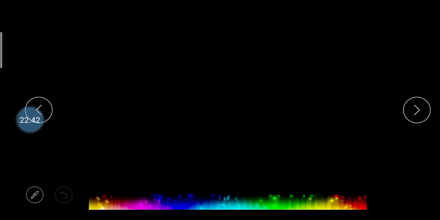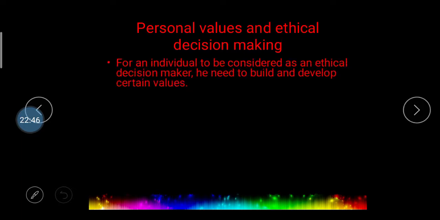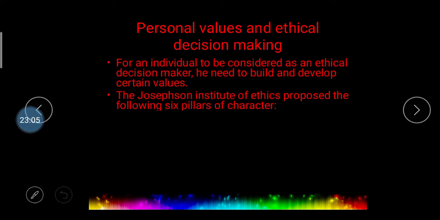The last topic is personal values and ethical decision making. For an individual to be considered an ethical decision maker, he needs to develop certain values. Whenever you are working as an ethical decision maker, at that time you have to develop certain values, right? The Josephson Institute of Ethics has proposed the following six pillars of character. What are these characters?